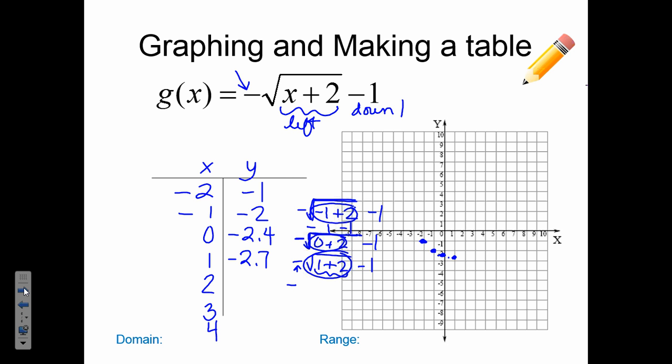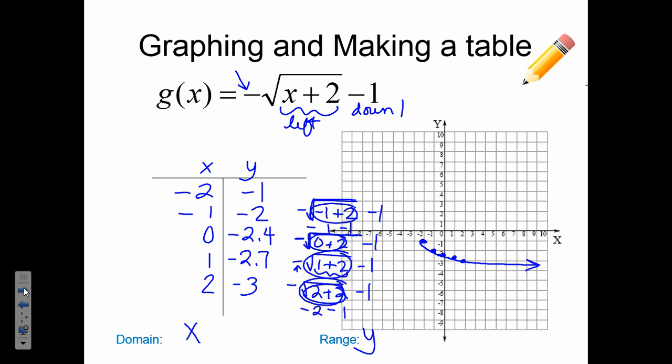Plugging in 2. And I think this will be the last one since you probably get the idea. Inside the square root is 4. Square root of the 4 is a 2. Put a negative sign on it. It becomes negative 2. Minus 1 more makes negative 3. So 2, negative 3. So this starts at our beginning spot in our table and is reflected like we anticipated. So it's flipped over. Let's describe the domain and range.